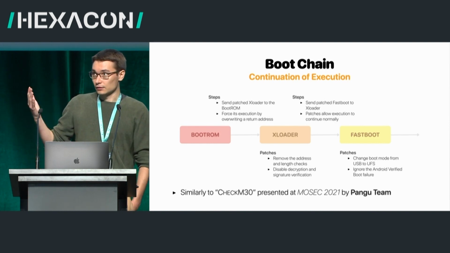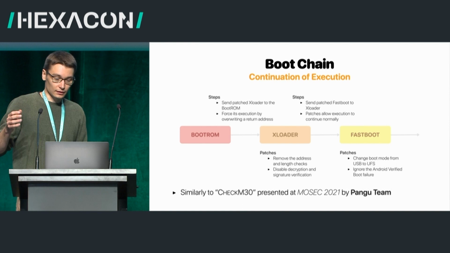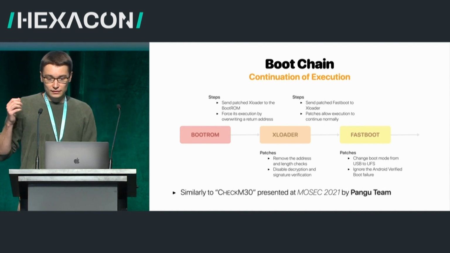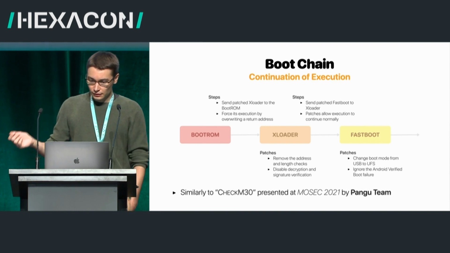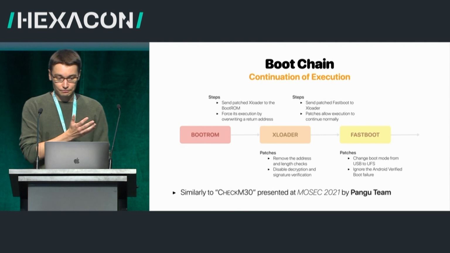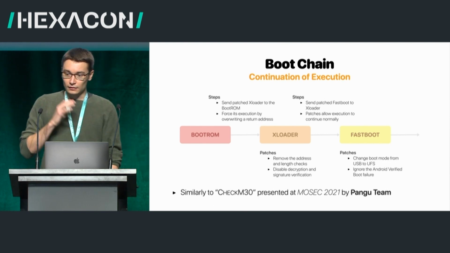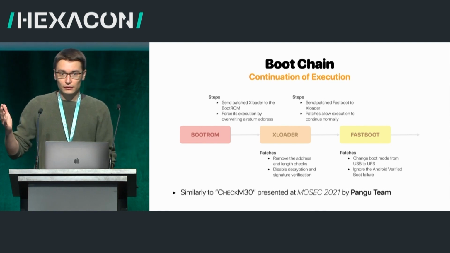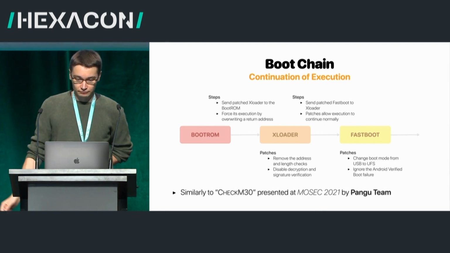One last thing is that once we had gotten control over the boot chain and decrypted the boot images, to do any kind of dynamic testing, we still needed to resume execution. And so we do that by, at the boot ROM stage, sending over a patched X-Loader, and that one is in plain text. To execute it, we overwrite a return address on the stack.